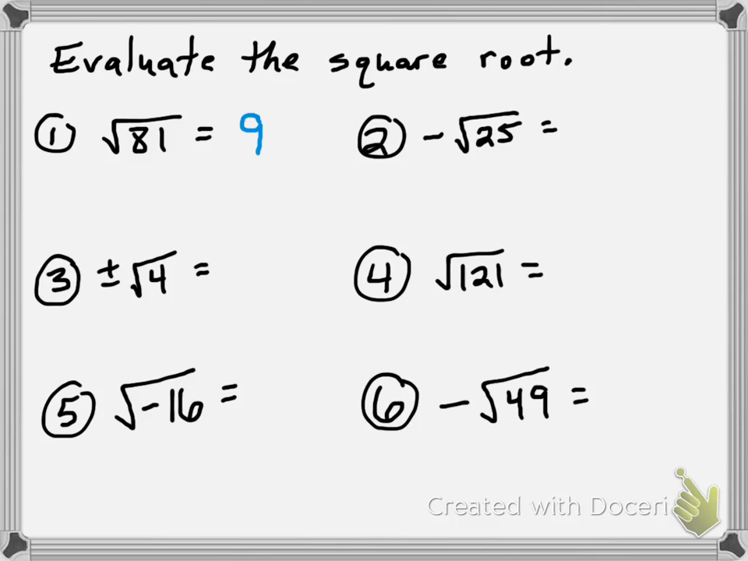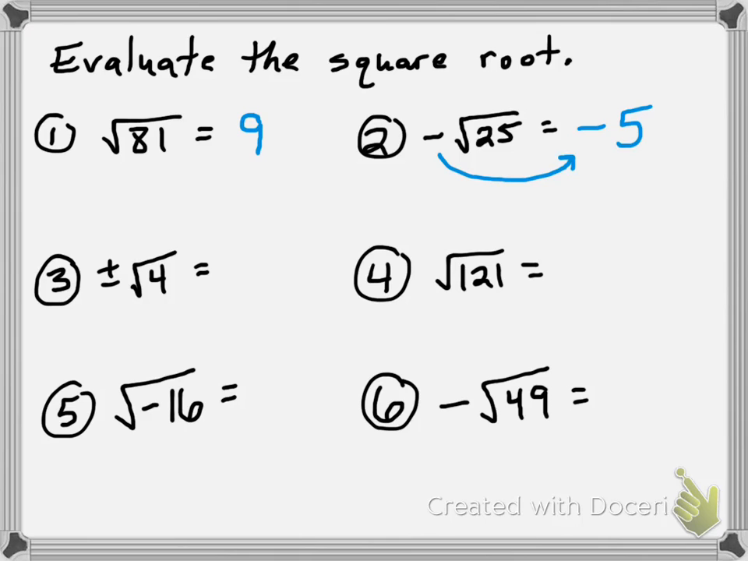Now for number 2. The negative square root of 25. Well, 5 times 5 is 25, so the square root of 25 is 5. But it tells me that it wants the negative answer, so I'm going to take that negative and put it in front of the 5. So the answer to the negative square root of 25 is negative 5.